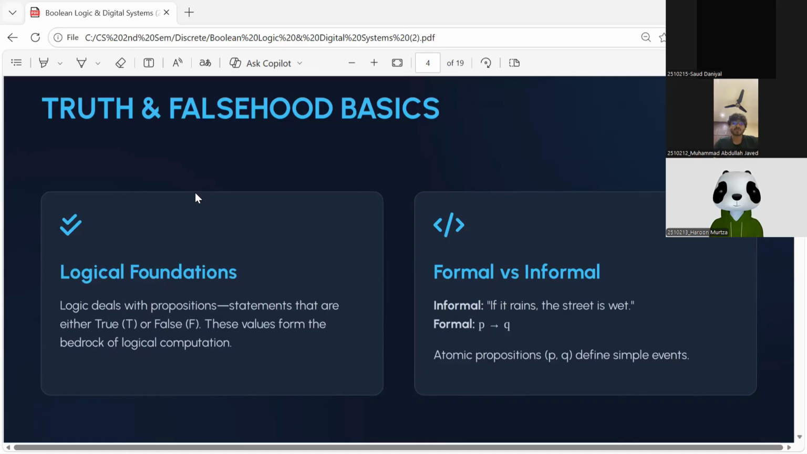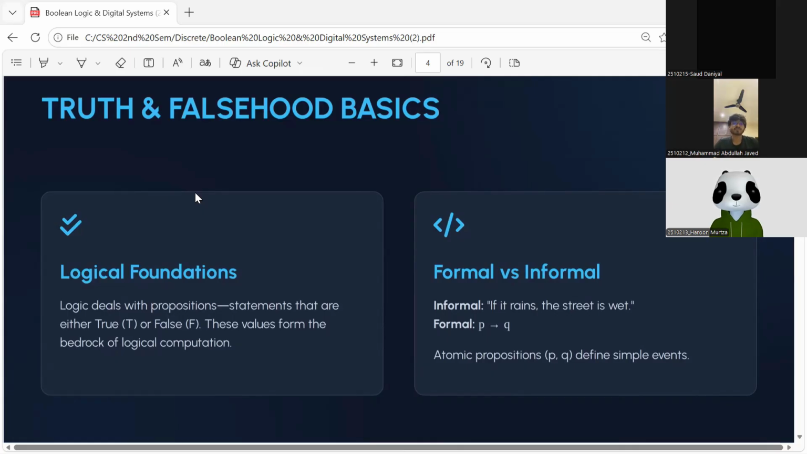What does that mean? We can take a daily life example: if it rains, the streets are going to be wet. If it rains, it's a true statement, and if it rains, it affects the other statement, which is that the streets become wet. So this is a logical statement, and basically this is an informal statement. So I'll go towards the formal and informal topic.